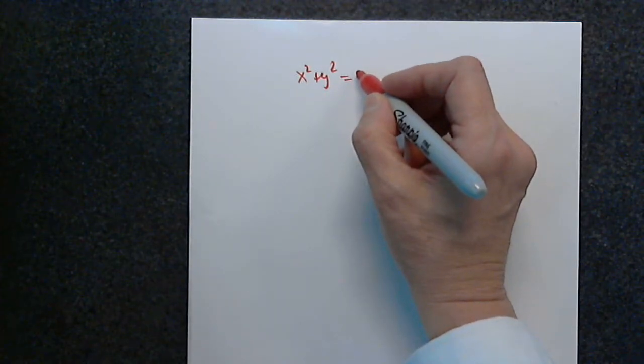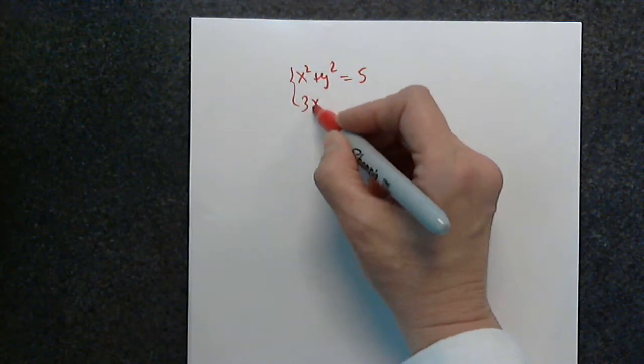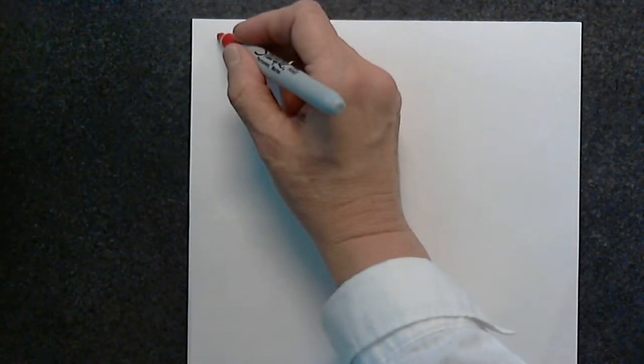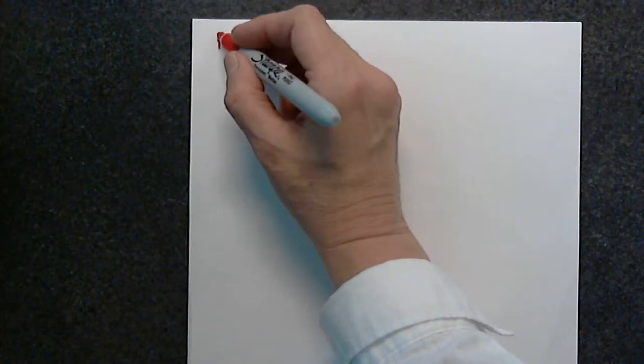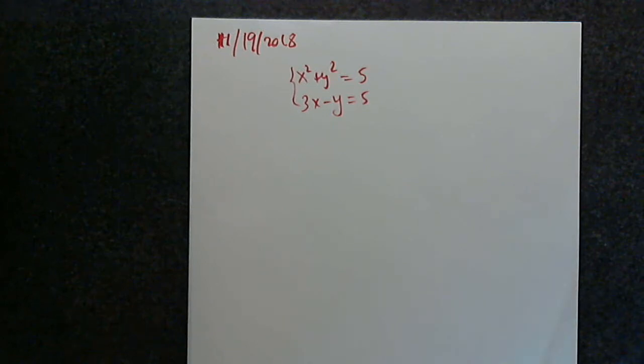So this was 5? Yes. And 3x minus y equals 5. Okay, they're both 5. And today is the 19th. Very good. So this is a system of equations. Nonlinear. One of them is linear. The second one is linear, and the first one is not.